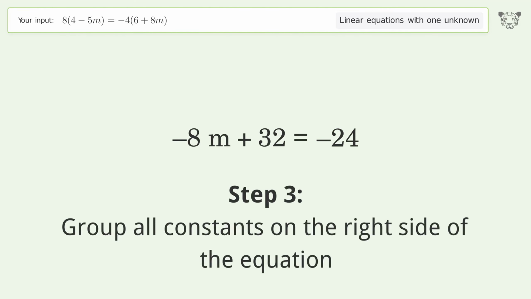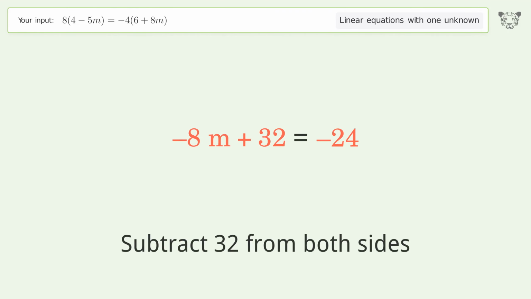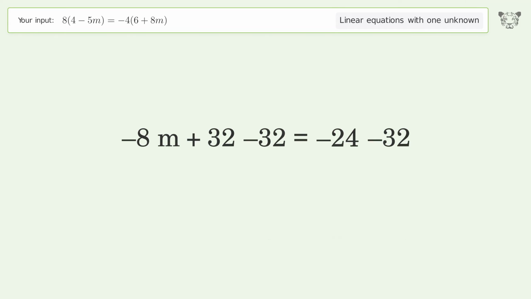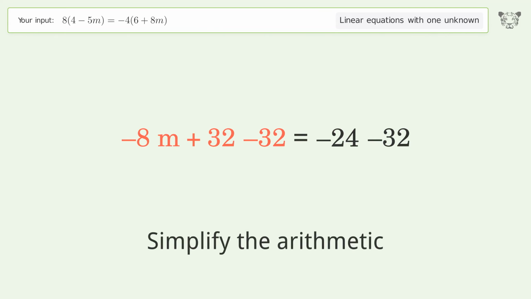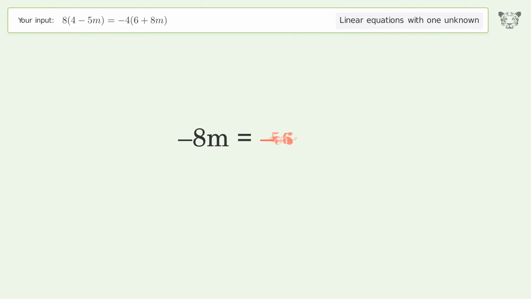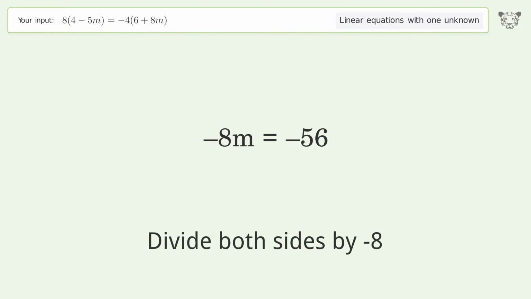Group all constants on the right side of the equation. Subtract 32 from both sides. Simplify the arithmetic. Isolate the m. Divide both sides by negative 8.